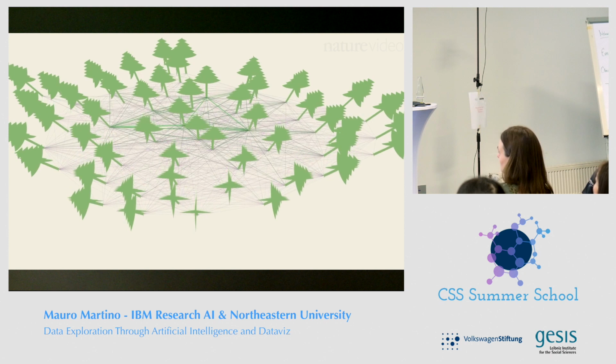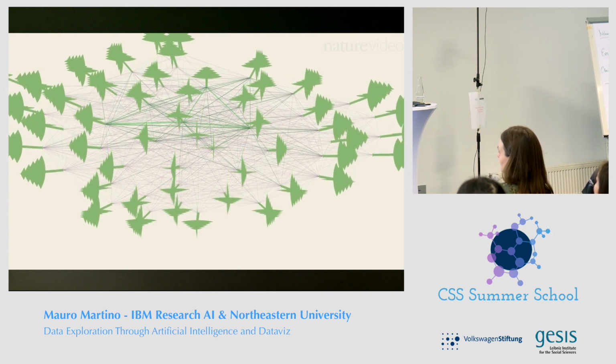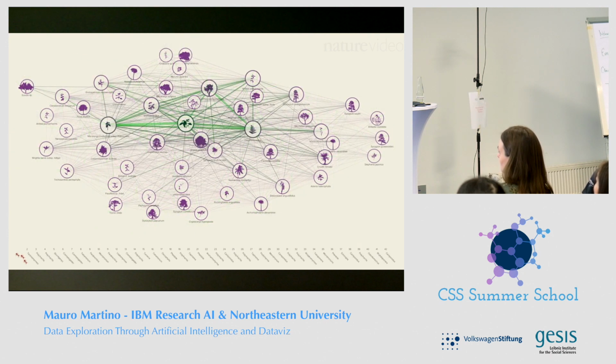Having lots of connections also means the network can adapt to change. For example, along the bottom is a list of all the ant species in the system.